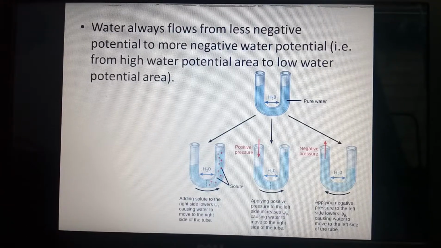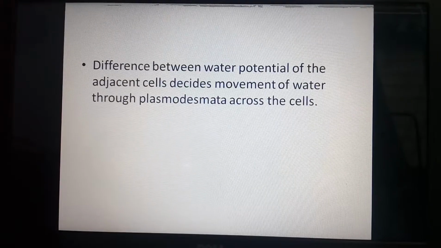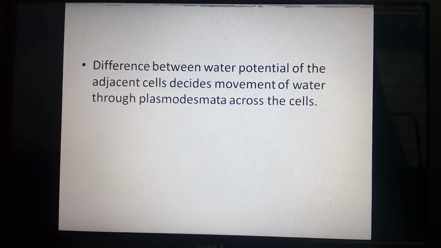So this is a movement of water. You can observe with the help of a plant cell. The difference between water potential of adjacent plant cells decides the movement of water through the plasmodesmata across the cell. Water started to move from its higher potential towards the lower potential.